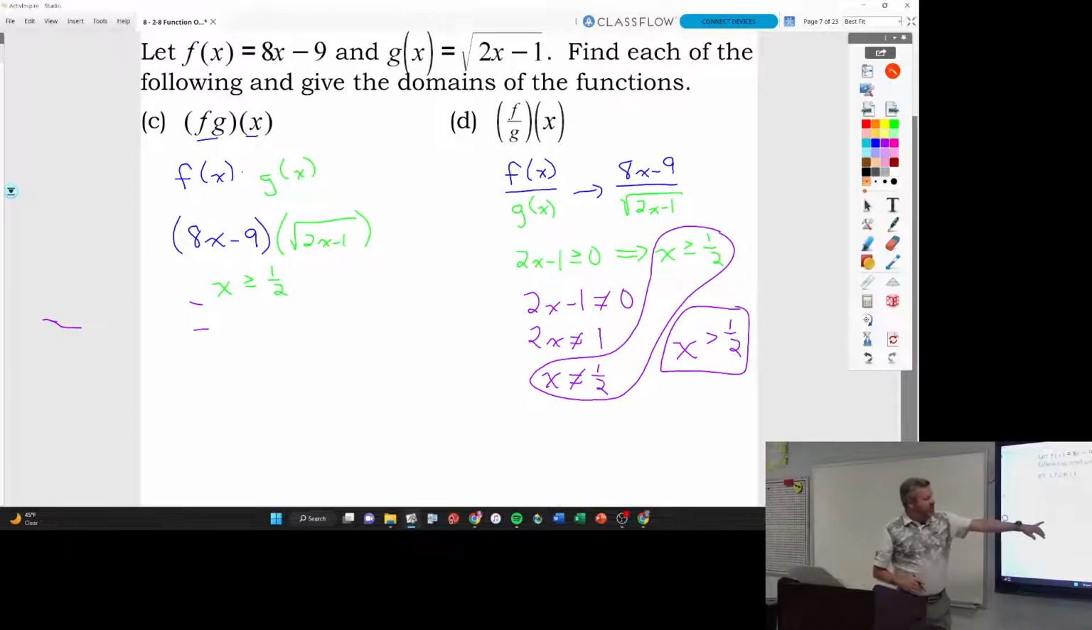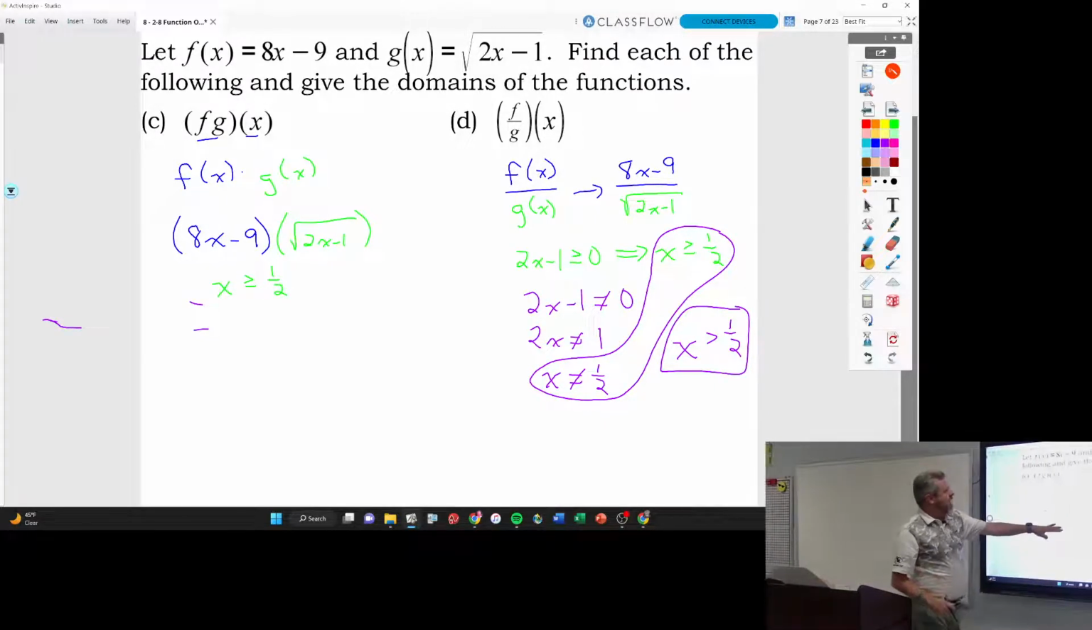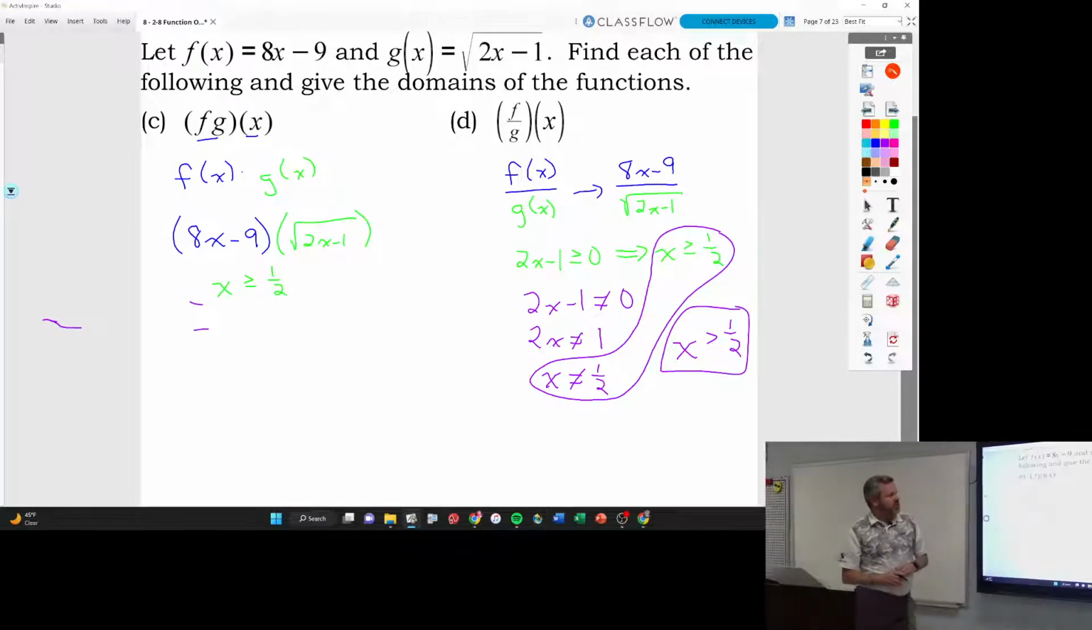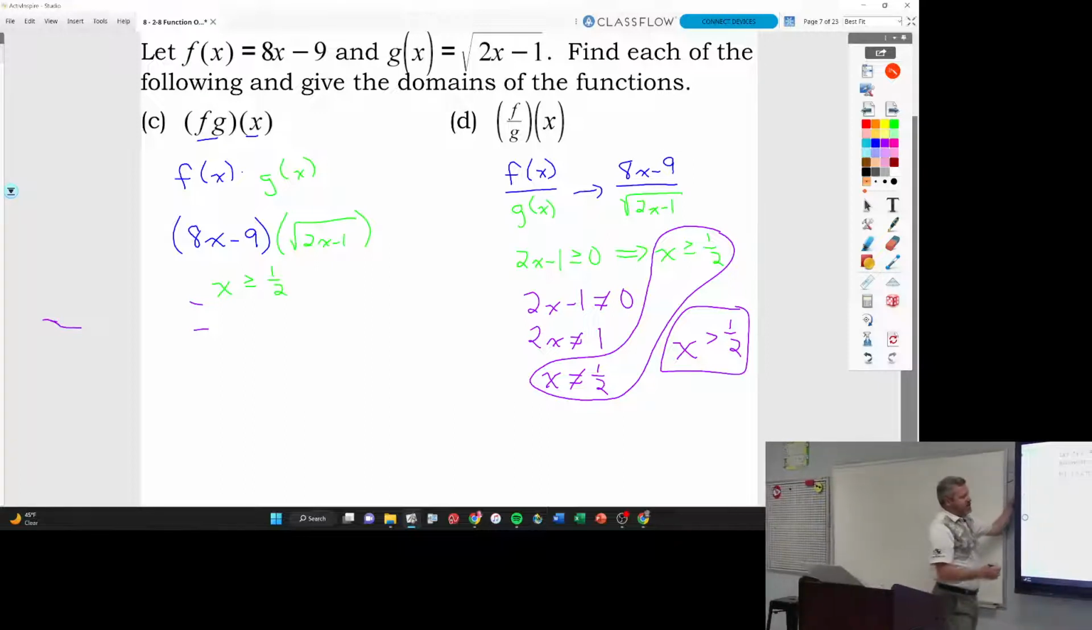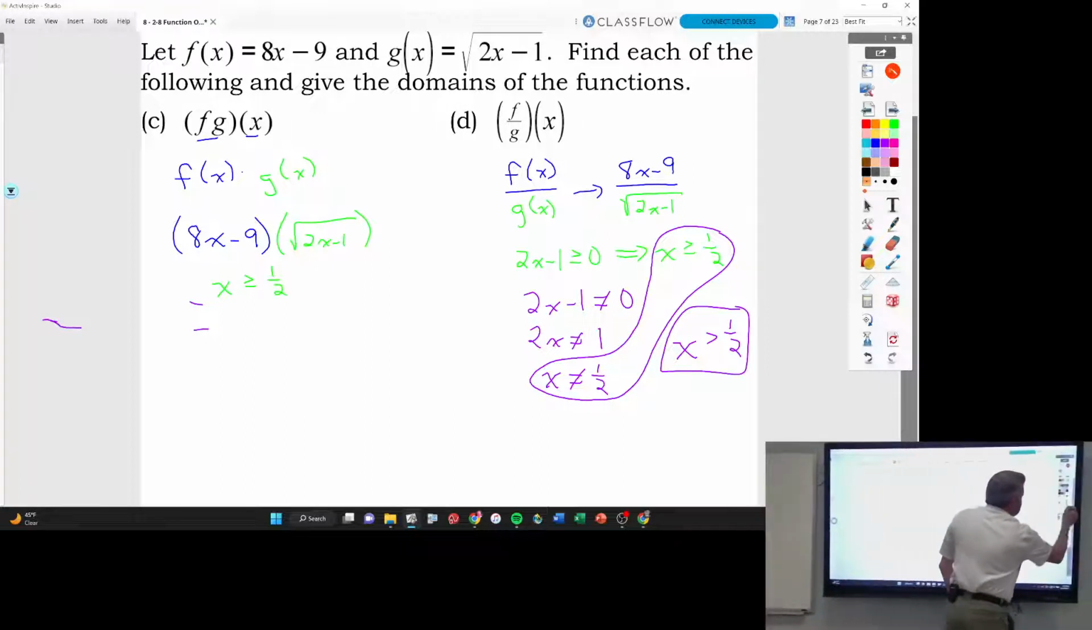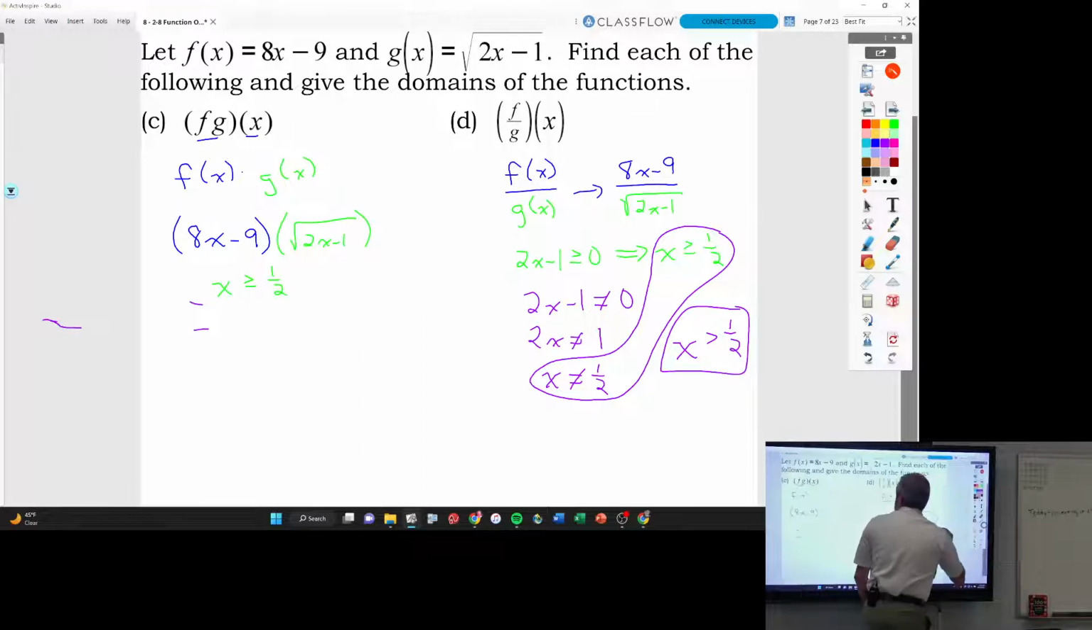And so just a quick review on ways we could write that. All of my domains, I was saying x is greater than or equal to 1/2 on all parts except for part D here. And so let me write that using interval notation, just to touch base on that again.